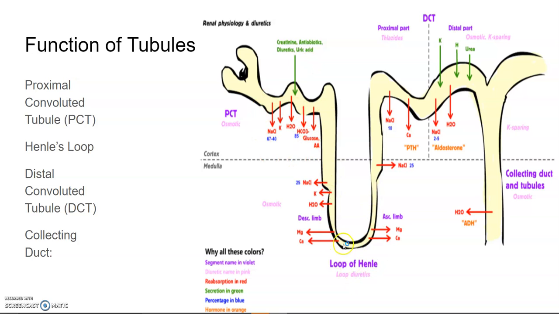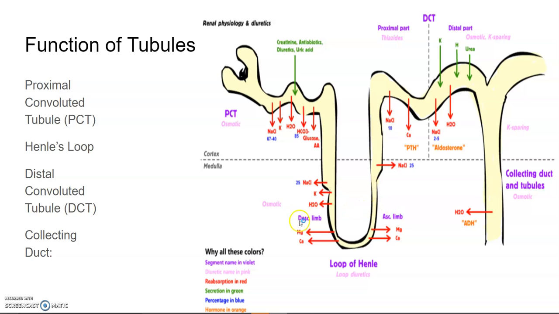Henle's loop. When we talk of the loop of Henle, reabsorption is minimum in its ascending limb. See here, this is the ascending limb and this is the descending limb. Descending is going downwards, ascending is going upwards. So reabsorption is minimum in its ascending limb, but this region plays a significant role in the maintenance of high osmolarity of medullary interstitial fluid.